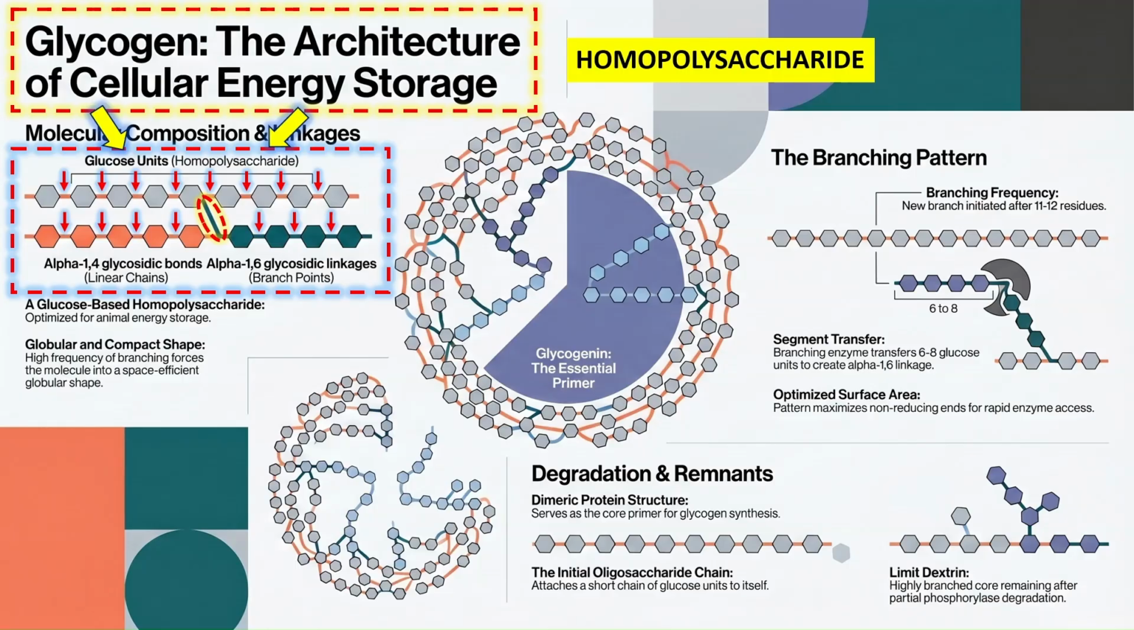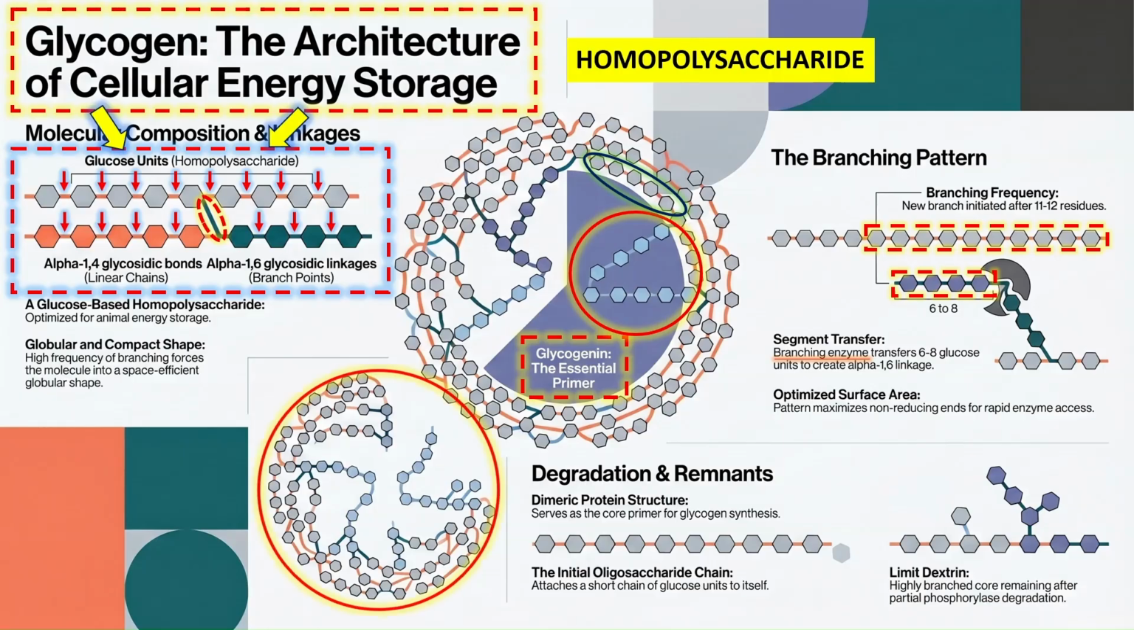Glycogen synthesis cannot begin from nothing. In the center of every glycogen particle, there is a protein called glycogenin. Glycogenin acts as a primer, attaching the first few glucose molecules to itself and providing a foundation upon which the glycogen molecule can grow. A new branch is introduced approximately every 8 to 12 glucose residues through an alpha 1,6 linkage. The branching enzyme transfers a short segment of glucose residues from one chain to another, creating a new branch point. As the glycogen grows, these branches multiply, producing a highly compact tree-like structure.